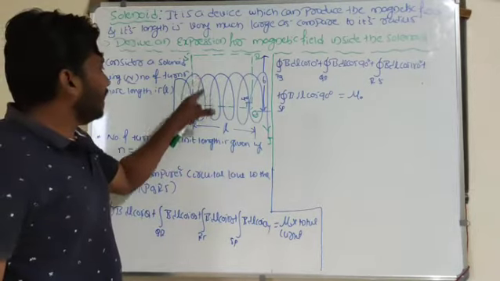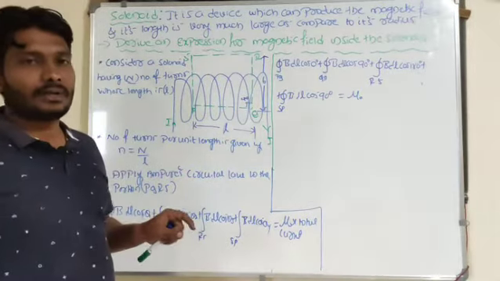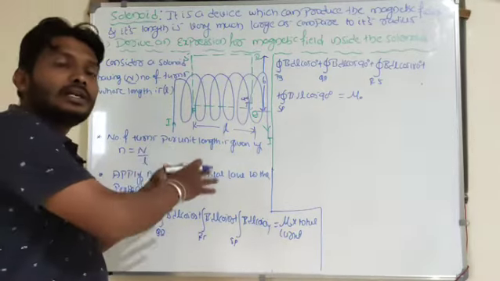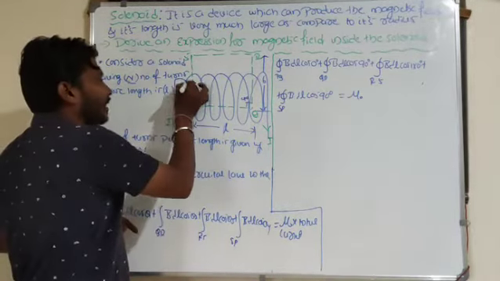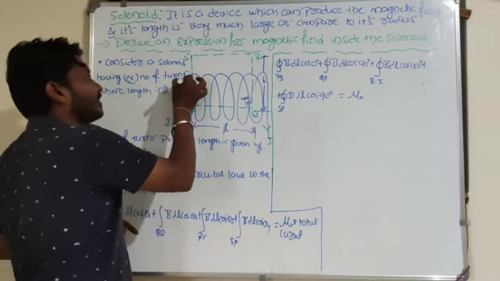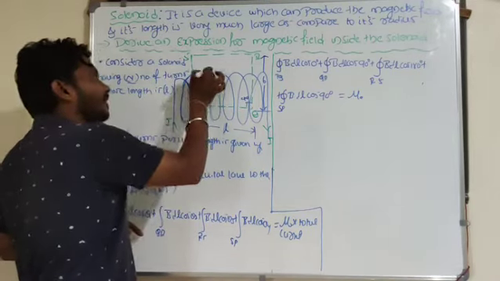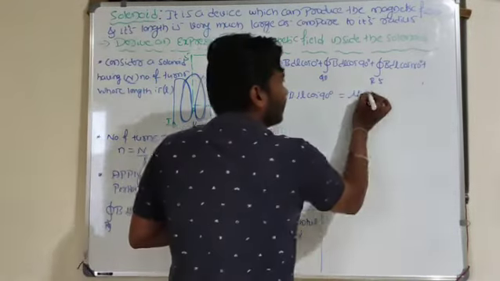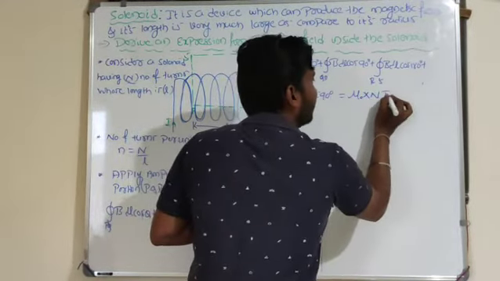Look at here, in this coil N number of turns are present. So what about the total current? The total current is N into I. In the first coil, I amount of current is present. In the second coil, I amount of current is present. Like that, N number of turns are present, so I can consider the total current as N into I.